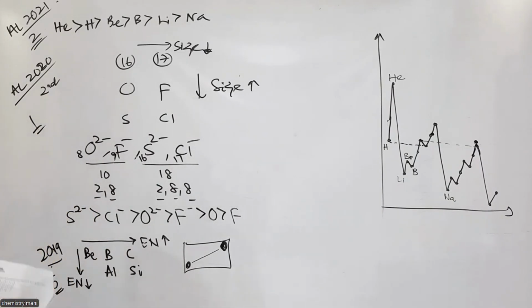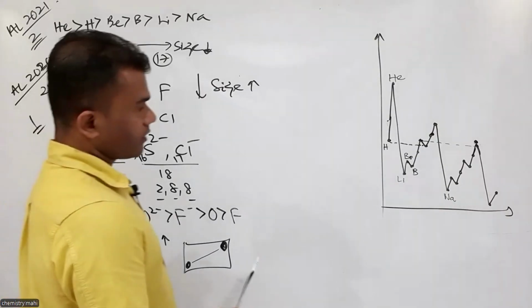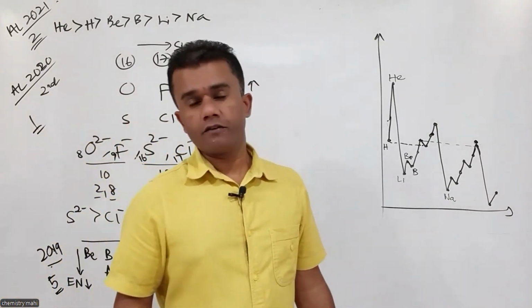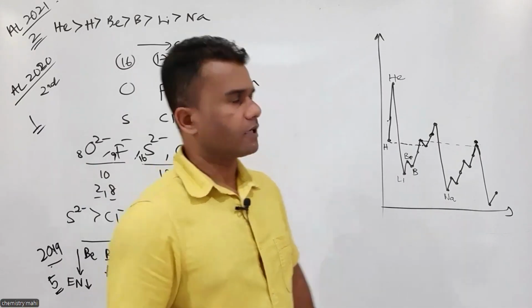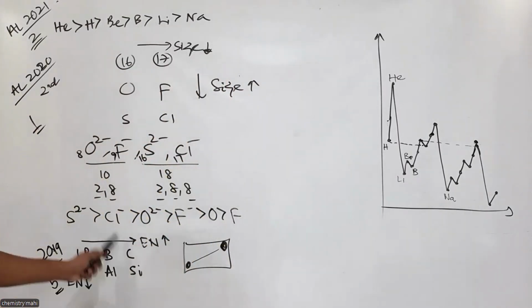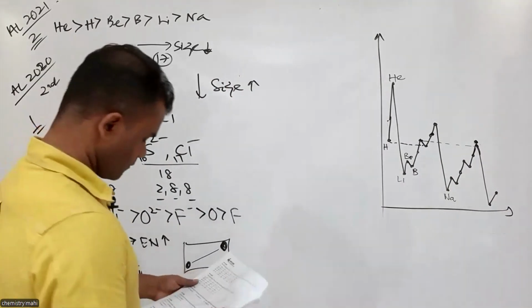I hope you understood. Otherwise, there is no other way. We don't remember the values. If there are values, we can get the difference and answer it easily, but we can't remember it. Then this is the logical way to get the answer quickly.